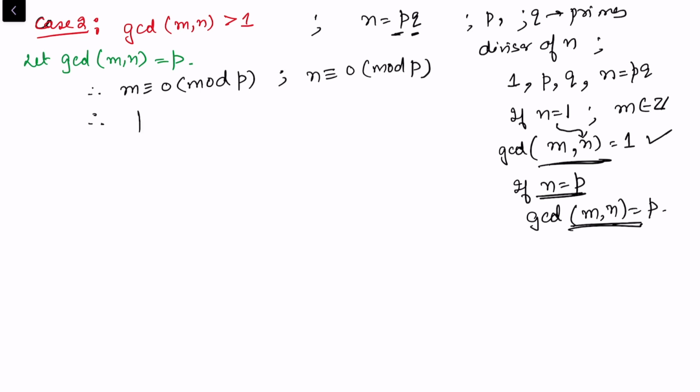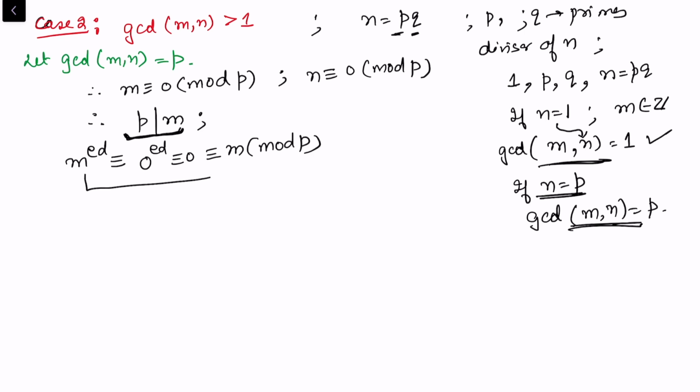So here we'll say that p divides m, and so we can say m to the power ed is congruent to 0 to the power ed, which is congruent to 0, which is congruent to m mod p. Because p divides m, p divides any power of m. So this congruence will trivially hold. In this case, we have also assumed that the GCD is p, so we have assumed that q does not divide m, which means the GCD of m and q is equal to 1. So we can apply Fermat's theorem or Euler's theorem. Fermat's theorem is a particular case of Euler's theorem, because in this case it is prime.